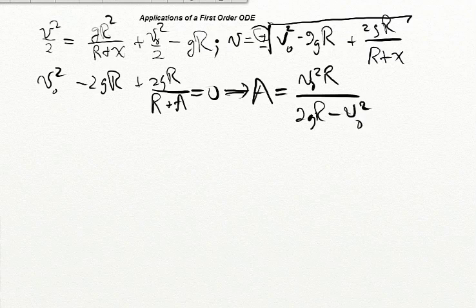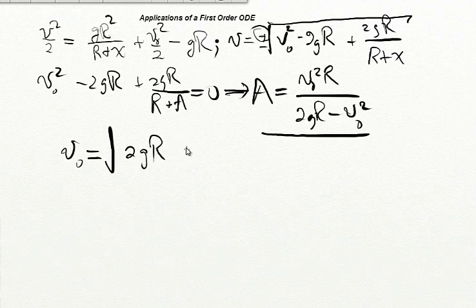Now to compute the escape velocity, we solve this last equation for v0. Again, a little bit of algebra. v0 turns out to be the square root of 2gr times the quantity a over (r plus a).